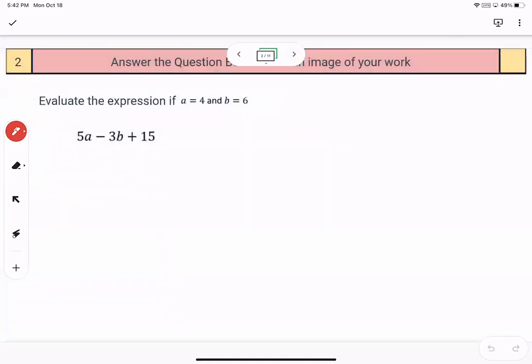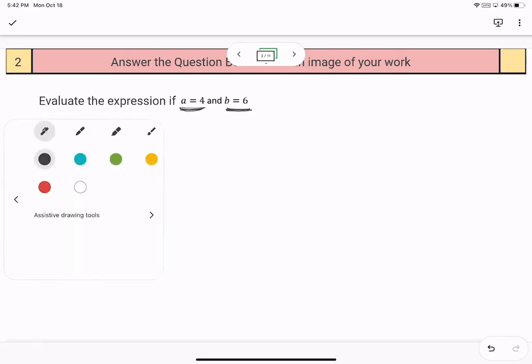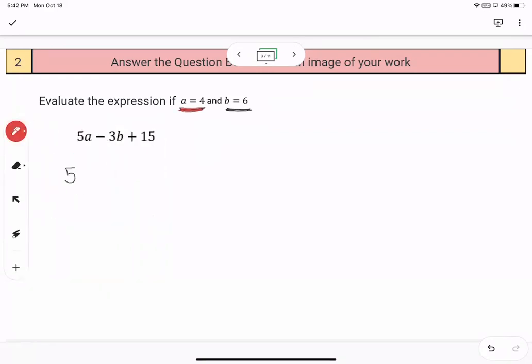Next, number 2. Evaluate the expression if a equals 4 and b equals 6. So remember to read your directions. I noticed in class some people skipped over this. So they're giving us the information here that a is 4 and b is 6. So what they want us to do is plug in these values and then use the order of operations. We're going to use PEMDAS to evaluate. So first, we're going to rewrite the expression, but wherever we see a, we're going to plug in 4. So I'm going to make a 4, red term over here.